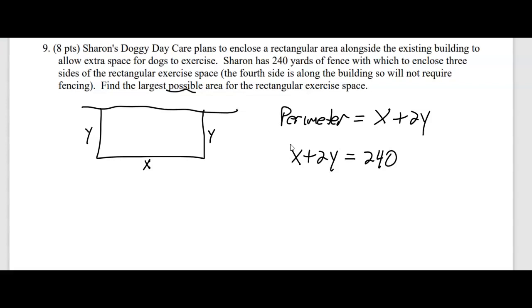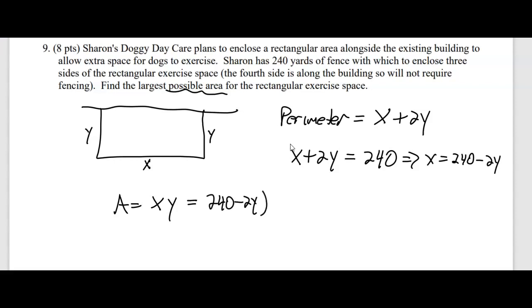Now we're asked to find the largest possible area. Now the area is XY. We can't maximize this because it's just not even a nice function yet. However, if I were to solve for X, it's easier than solving for Y, but you could choose to solve for Y. I can use that value for X and distributing gives me negative 2y squared plus 240y.